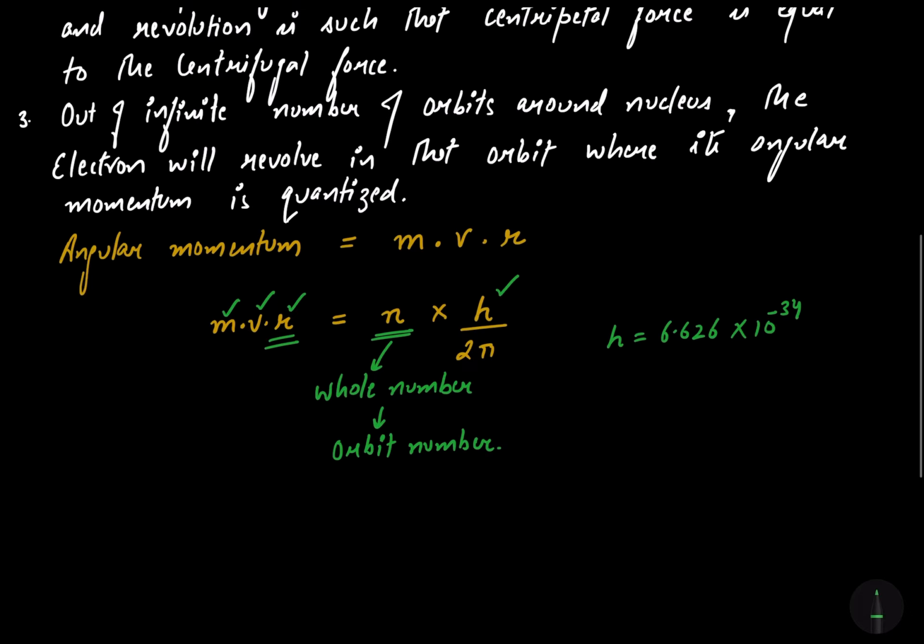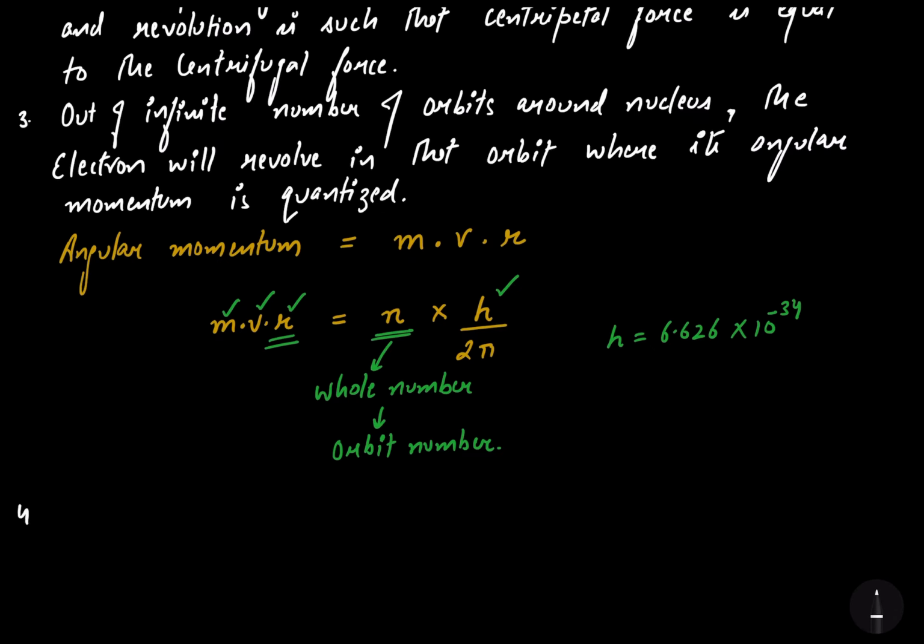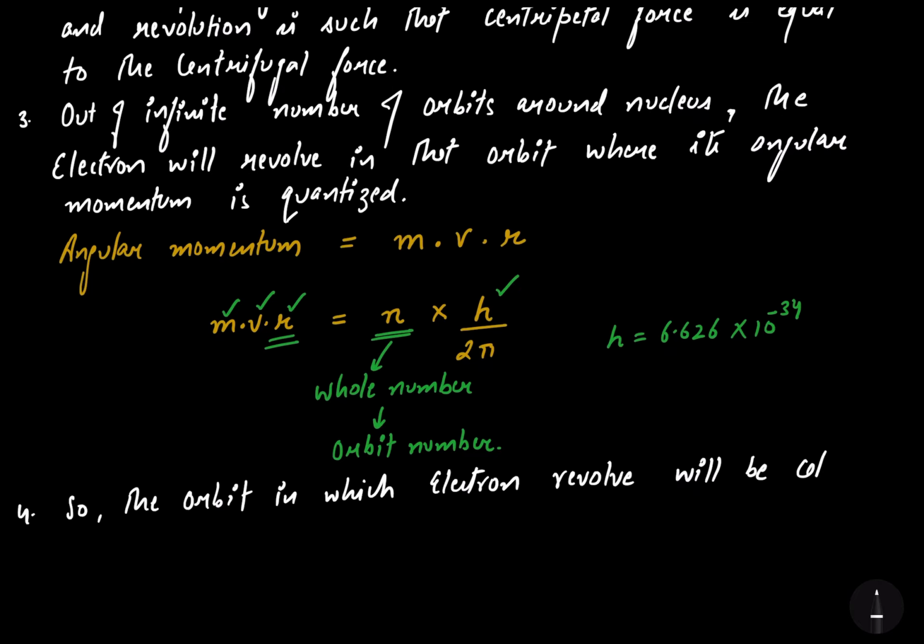Now, I'm writing the fourth point. The orbit in which the electron revolves will be called a stationary orbit.